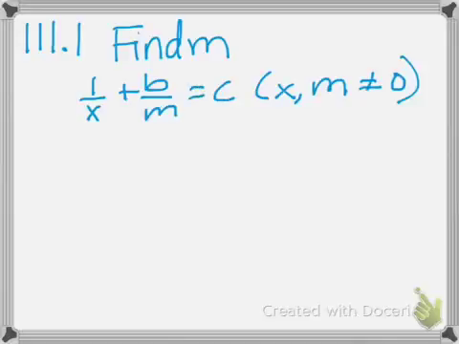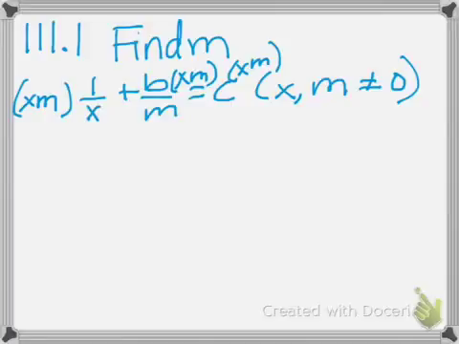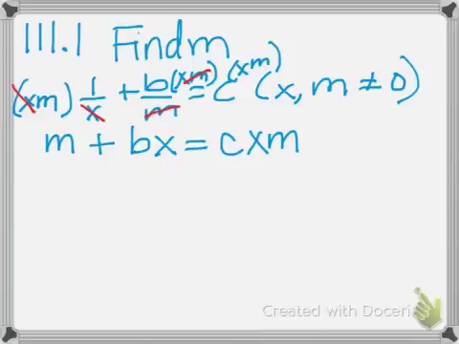In this case it says find m. The first step that we need to do is get rid of those denominators. So we're going to multiply everything by xm, and then we're going to start canceling. We're going to cancel out those x's, then we can multiply m times 1, we get m. Then we'll cancel out the m's and multiply b times x, and then that equals cxm.